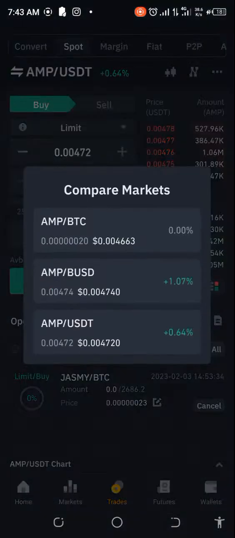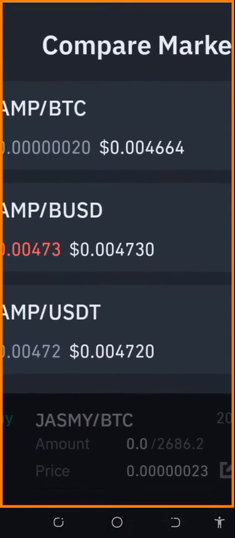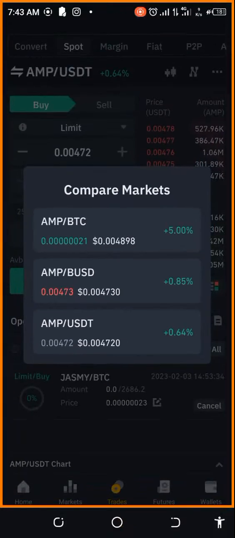Okay, let me see whether we have an opportunity there. Let's see. I think we have that. I'm just checking. Okay, so there's an opportunity that's 0.4664, and then we can sell that to USDT with 0.00472. Let's go ahead and try that.